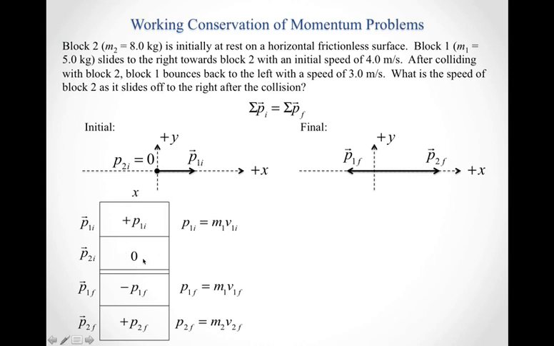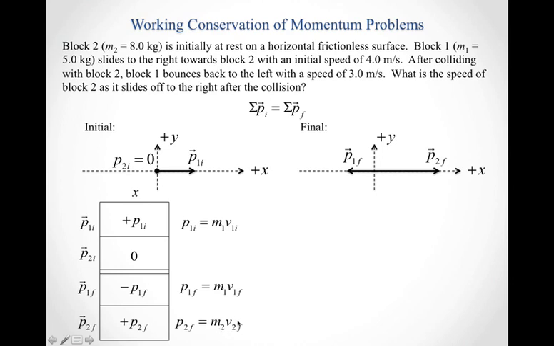positive, the initial momentum for block 2 is going to be 0, the final momentum for block 1 is going to be negative, and the final momentum for block 2 is going to be positive. Again, what I need to plug in, in terms of magnitudes, is that for all of these blocks, what I'm told are masses and speeds. So the magnitude of the momentum of block 1 initially is going to be m1v1 initial. The magnitude of the momentum of block 1 final is going to be m1v1 final. And the magnitude of block 2's final momentum is going to be m2v2 final.